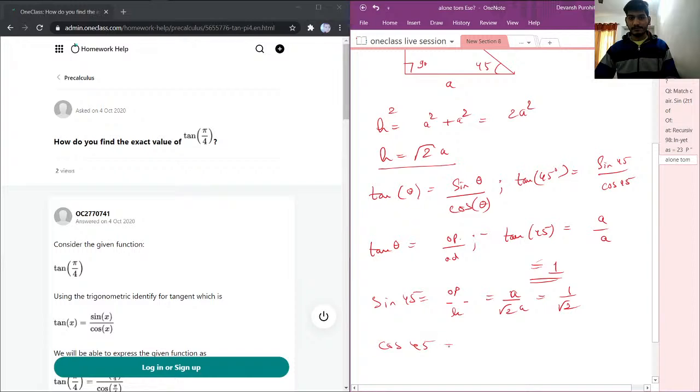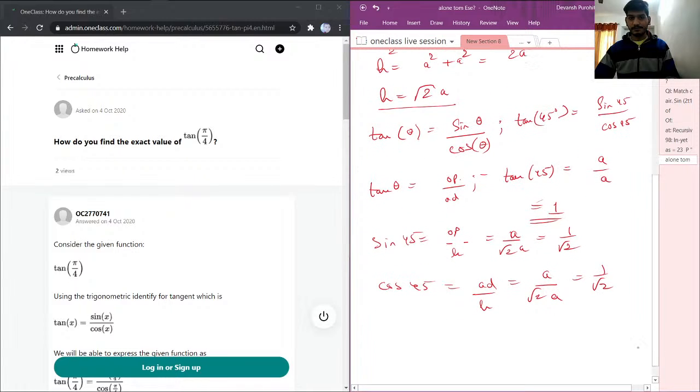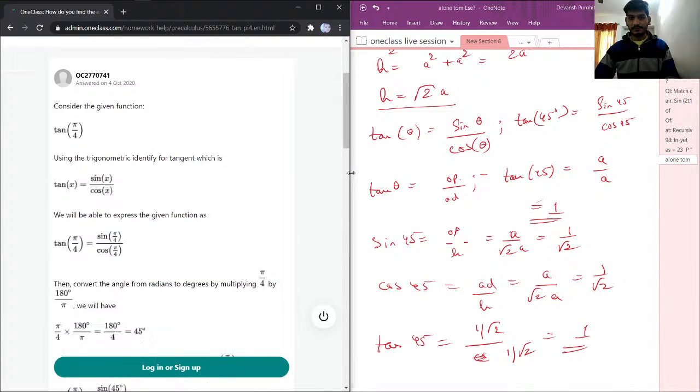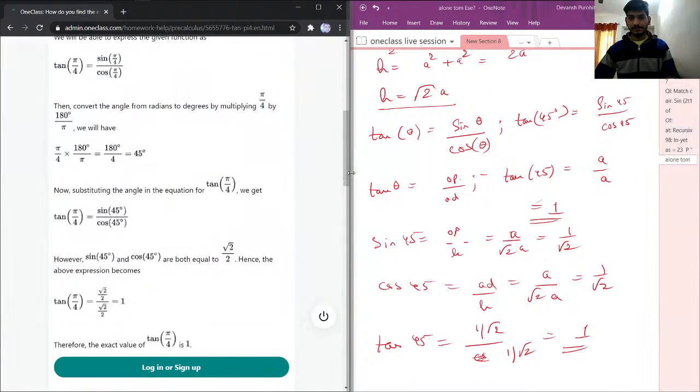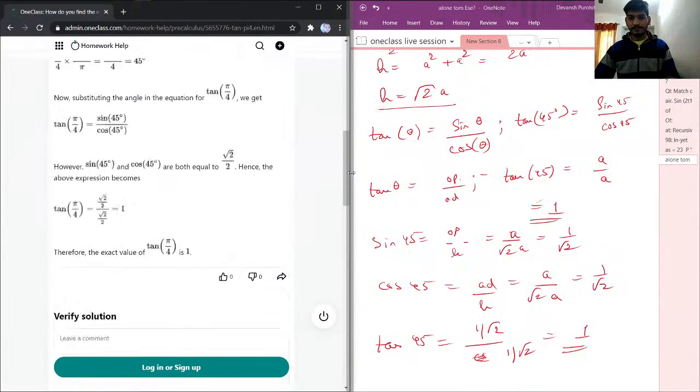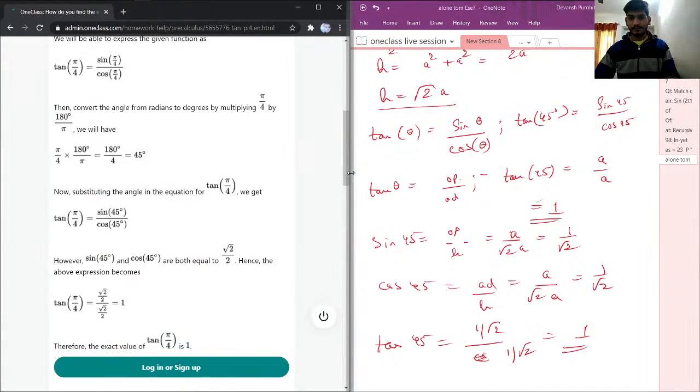Cosine 45 is adjacent over hypotenuse, which will be 1 over root 2. This will be again 1 over root 2. Then tangent 45 will be sine 45 over cosine 45. This will be again 1. So here we can see the solution is in the similar manner.